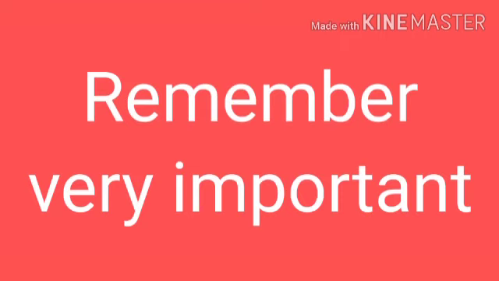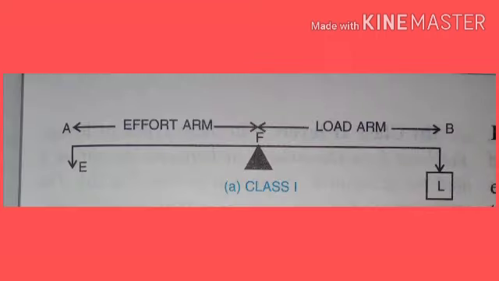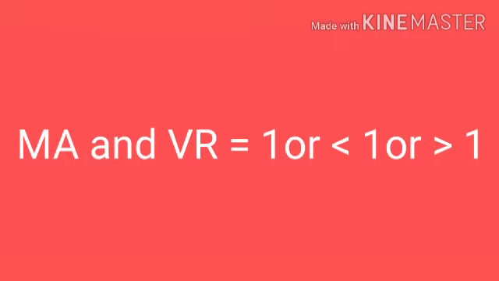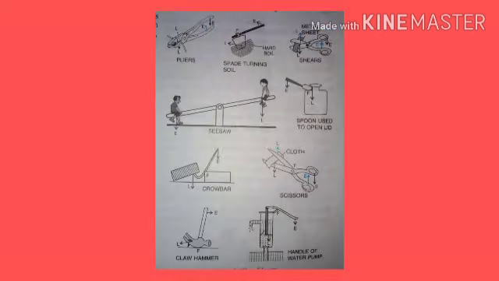Now we will see all the types of lever in detail. Let's start with the first lever. In class 1 lever, the effort arm can be more than, equal to or less than the load arm. Hence, mechanical advantage and velocity ratio can have any value more than 1, equal to 1 or less than 1. A beam balance, seesaw, scissor, pliers, they are the examples of class 1 lever.